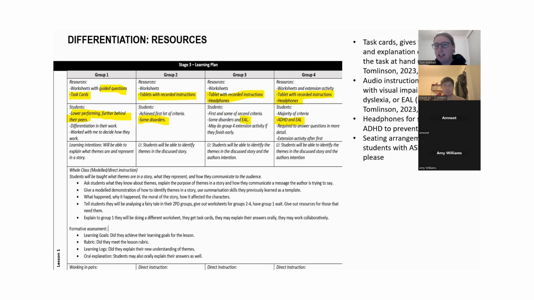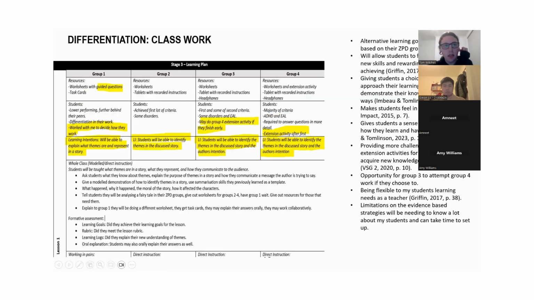Students with ADHD may be provided with headphones in order to block out sound and prevent distractions in class, and seating arrangements will be made so that students with ASD may sit on their own if they please. For their classwork, in terms of differentiation, Group 1 will have guided questions. The way that they do their work will be decided with me. This will give the students a choice on how to approach their learning and demonstrate their knowledge in different ways. It makes sure that they feel in control of their learning and have a sense of ownership over how they learn and what they achieve.